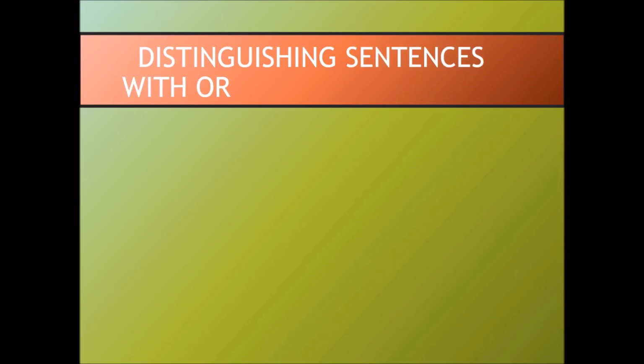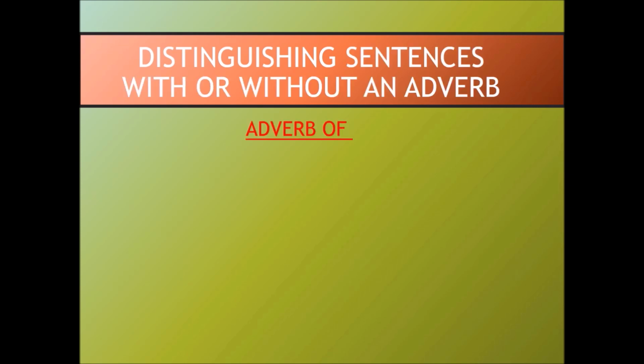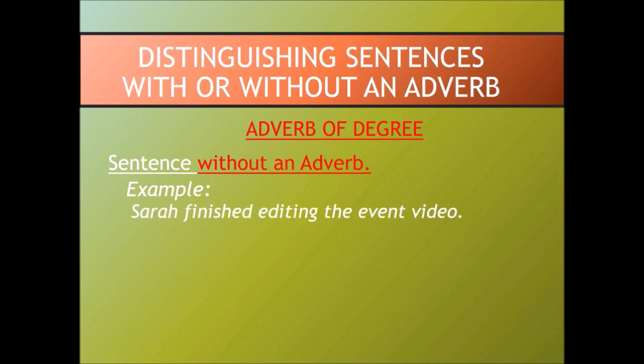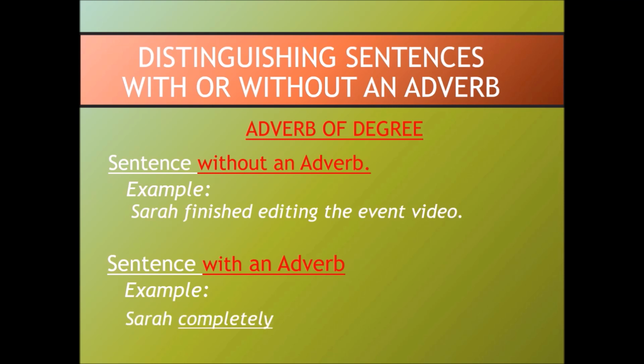Then let's go to the adverb of degree. Sentence without an adverb. Example, Sarah finished editing the event video. Now, sentence with an adverb. Example, Sarah completely finished editing the event video, where the word completely is an adverb of degree.